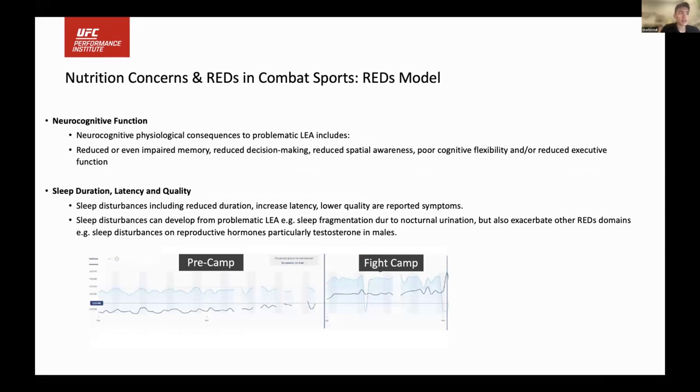Neurocognitive and physiological consequences of problematic LEA include impaired memory, reductions in decision-making and spatial awareness, aka getting hit more, poor cognitive flexibility, and reductions in executive function. What I'd like to point out with regard to sleep disruptions are the duration, the latency, as well as the quality of reported symptoms. Those sleep disturbances can develop from problematic LEA due to sleep fragmentation, which in turn may exacerbate other REDs domains. As we know, there is a relationship between sleep, total sleep, and sex hormones, especially in males.